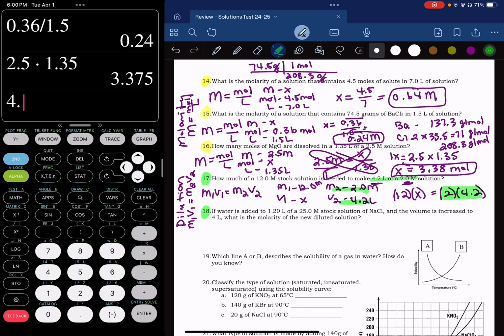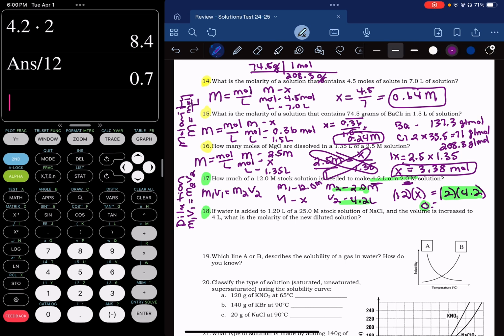So to solve for x, I would say 4.2 times 2 equals 8.4. Let's divide that by 12, and we get 0.7. Oops, 0.7 liters, because that is what it's asking us for. It's asking us for the liters, so that's what we did. All right, hopefully you're tracking with me still.